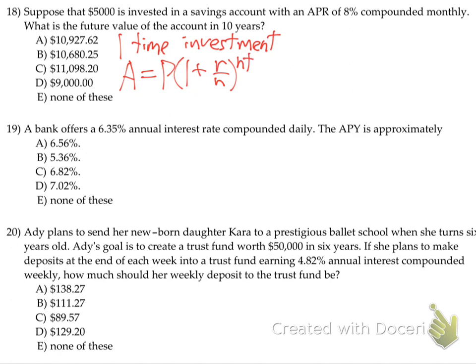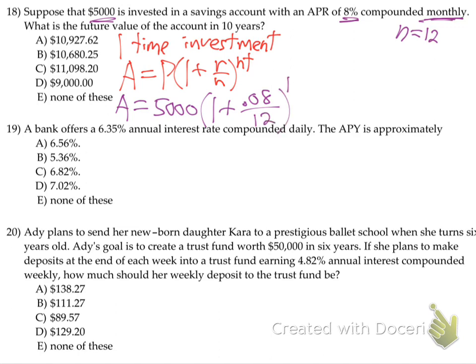So the amount, the 5,000 is the principal. The interest rate, 8%, 0.08. The N, 12, compounded monthly. N is 12. T, 10 years. Like that. So type that, and I would go ahead and find the power out right now.